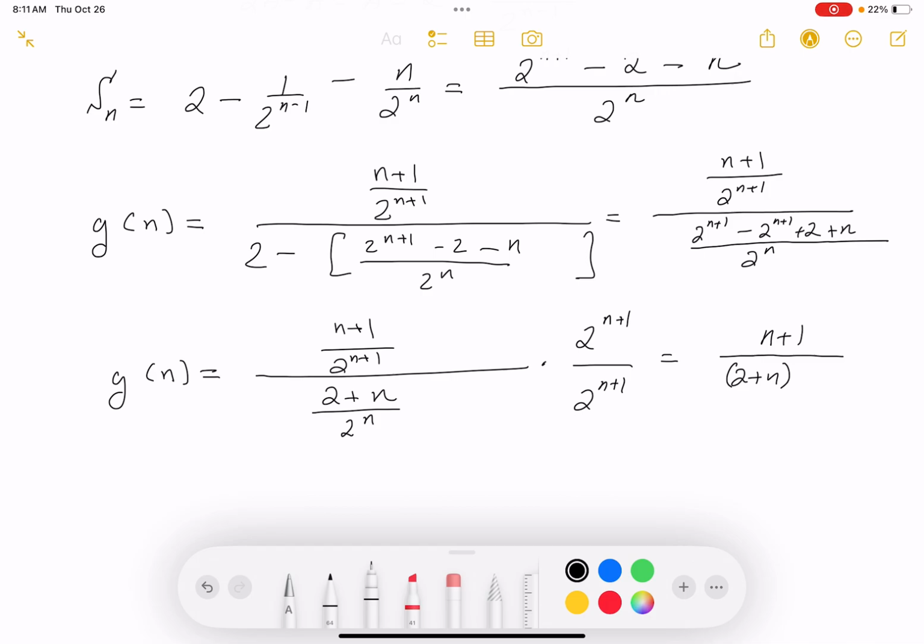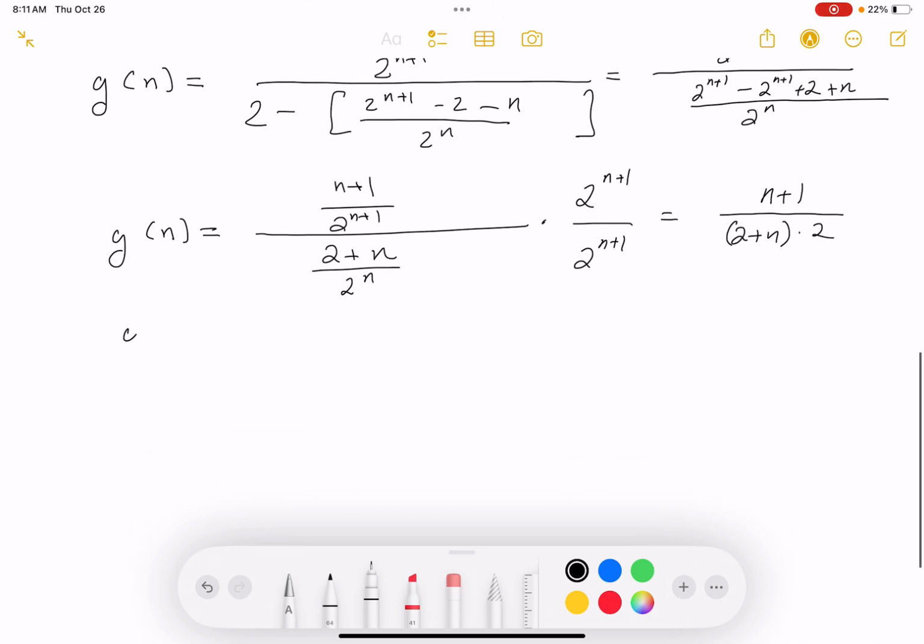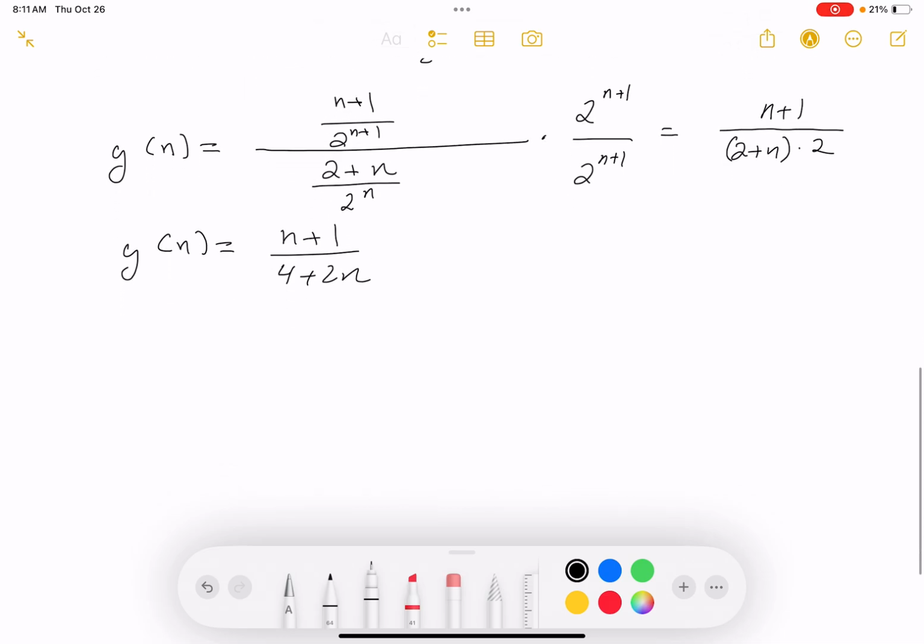And then what you get, it's 2n plus 1 over 2 to the n, which is going to be a 2. So I get something pretty simple here. G of n turns out to be n plus 1 over 4 plus 2n. All right? Now someone says they didn't ask for that. I'm not saying they asked for that.